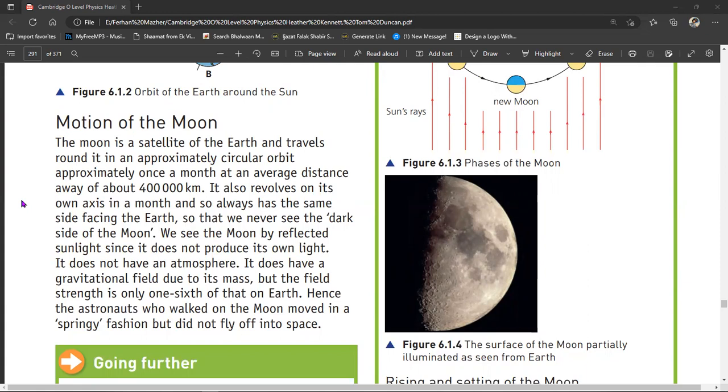We see the moon by reflected sunlight since it does not produce its own light. It does not have an atmosphere. It does have a gravitational field due to its mass, but the field strength is only 1/6 of that on Earth. Hence, the astronauts who walked on the moon moved in a springy fashion, but did not fly off into space.